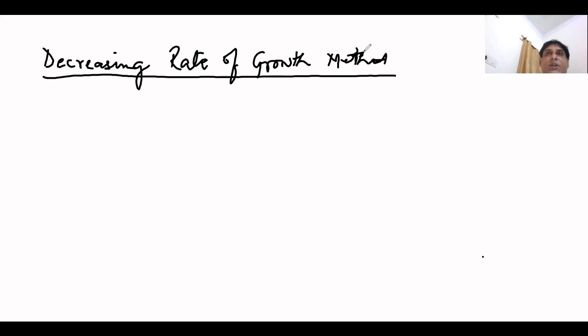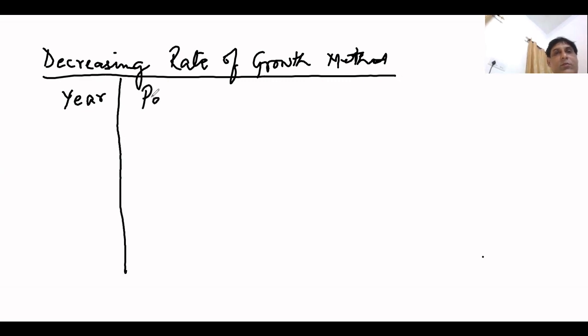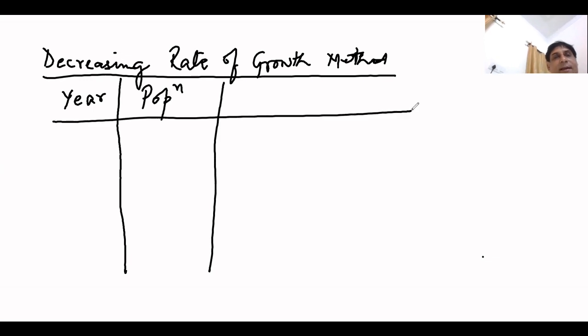Rate means the percentage increase, or say change, in population. Then you will find out the decrease in the percentage increase. It will be better to understand the method by taking an example. We'll take up the initial example which we had taken.